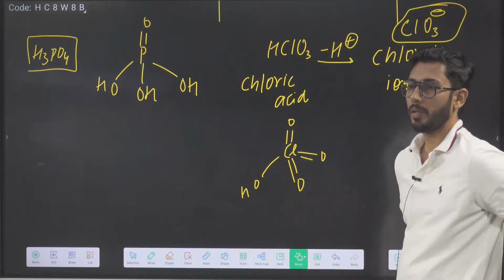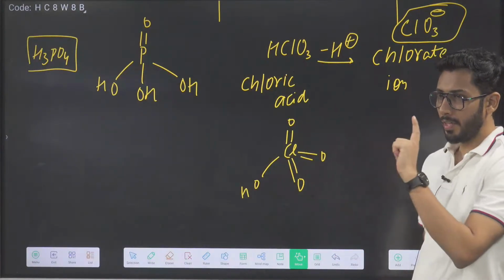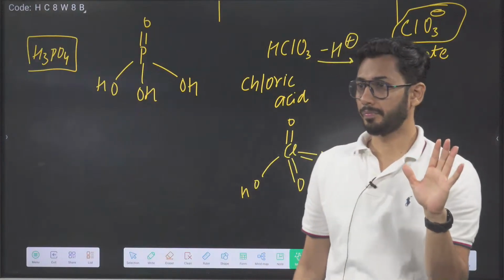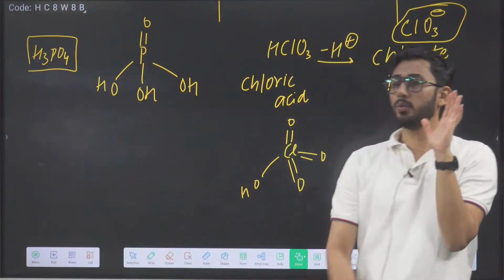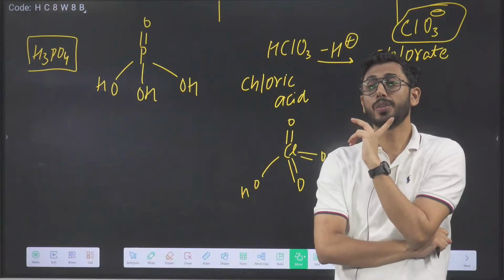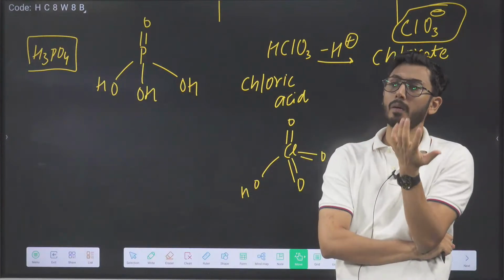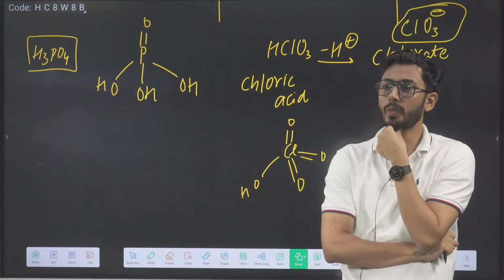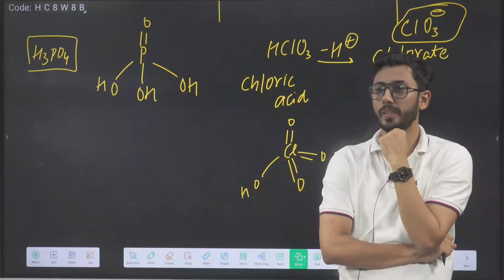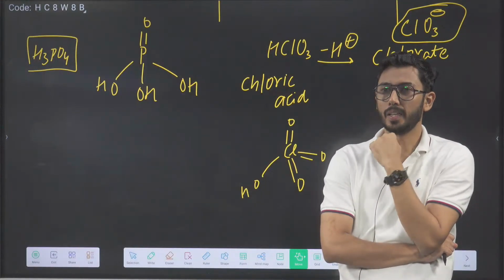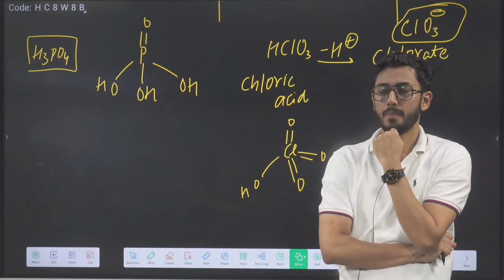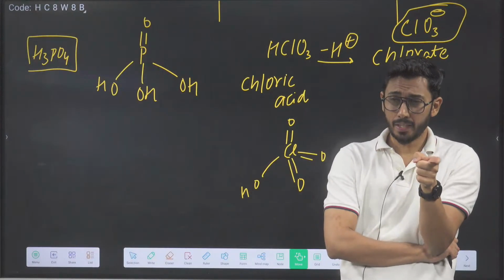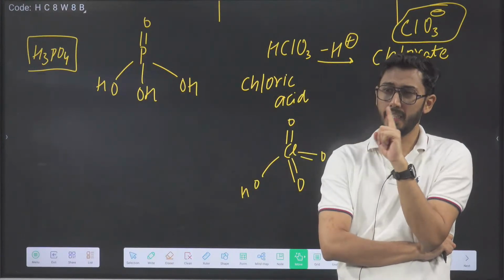Written up to this part: when to use "ate", when the parent acid is "ic" acid. HClO4 is perchloric acid, then it becomes perchlorate. HClO3 is chloric acid. Understood? Suffix "ate" means derived from which acid? "ic" acid.